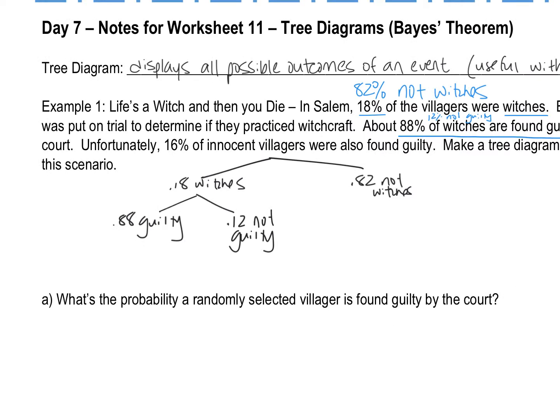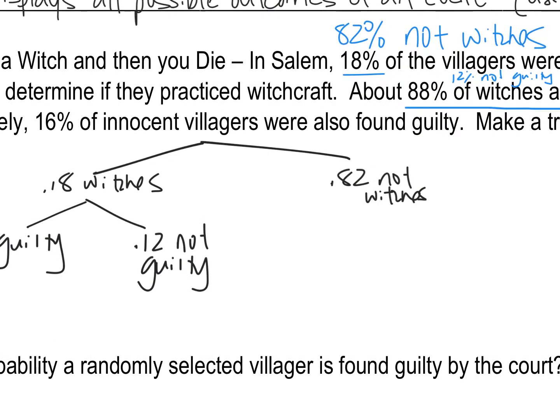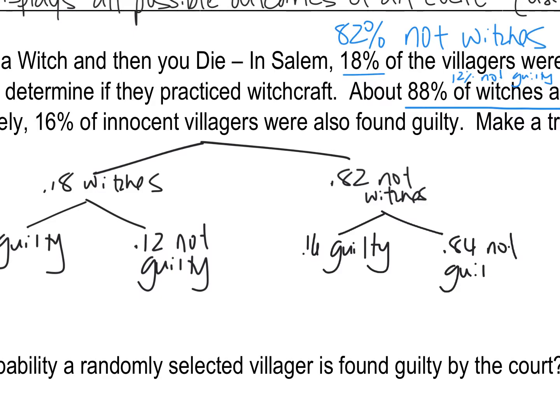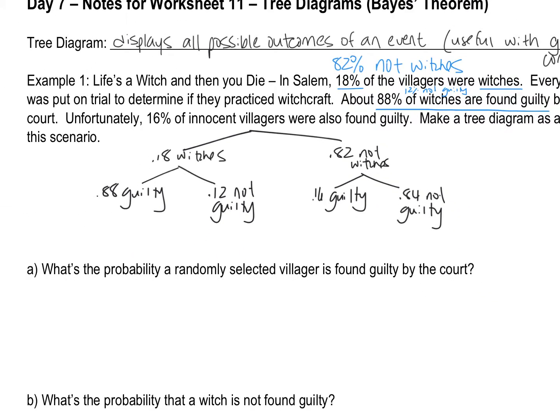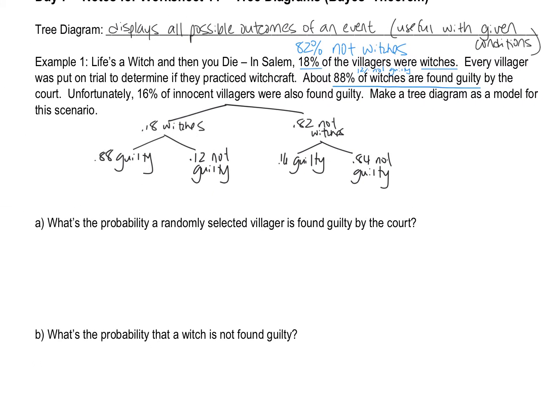Okay, and then same thing on the other side, 16% of the innocent, meaning not witches, were found guilty, which means 84% were found not guilty. Okay, so that's my other branch. So of the innocent people, I have 16% are guilty, and that means 84% not guilty. There's my tree. There's all of the wording in there as well.